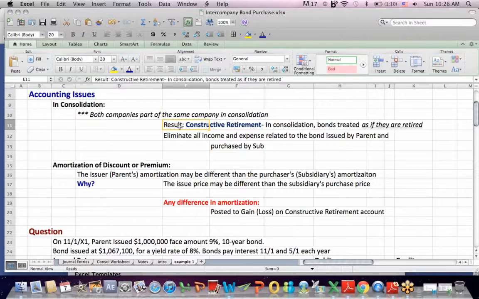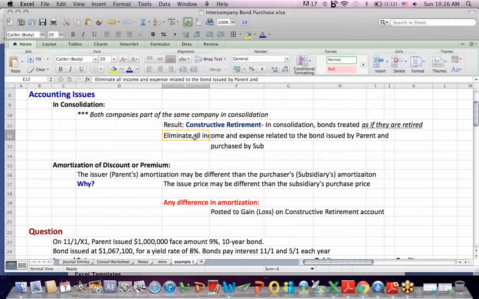When a bond is retired, that means it is paid off by the issuer and no longer exists as a liability to the issuer. We call it constructive retirement because in consolidation, we treat the bonds as if they have been retired, as if they have been paid off, and are no longer outstanding held by the public. So we have to do that.